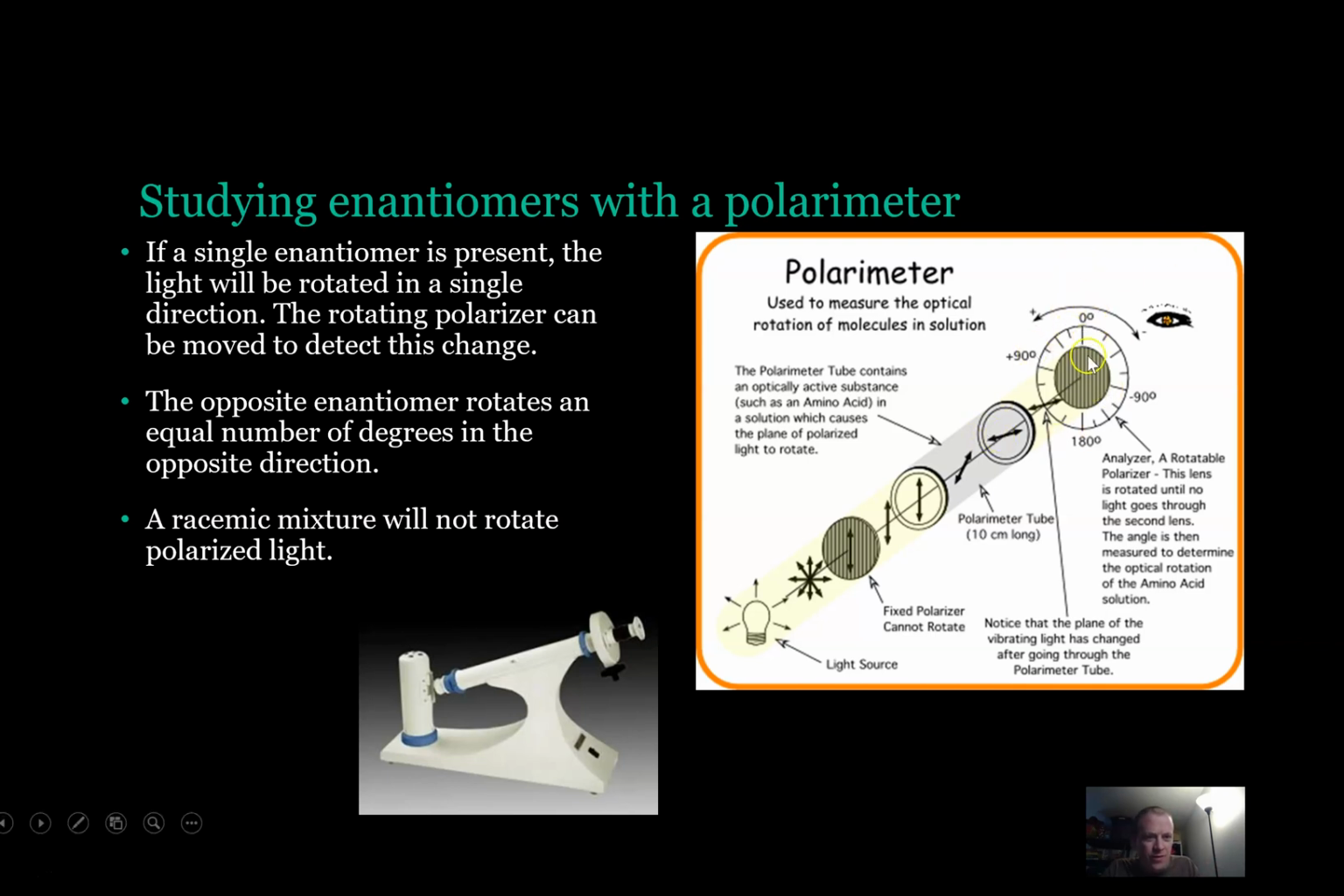You see how they're not lined up in the right direction? We would twist it this way. The other enantiomer, you'd have to twist it in the opposite direction the same number of degrees. If it was a racemic mixture, it wouldn't rotate the light at all. So that's a way of, once you do this process of testing, confirming you've actually made the right enantiomer. It will rotate the light the proper number of degrees in the right direction in a polarimeter.